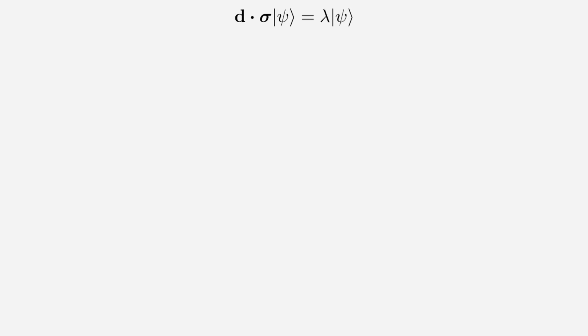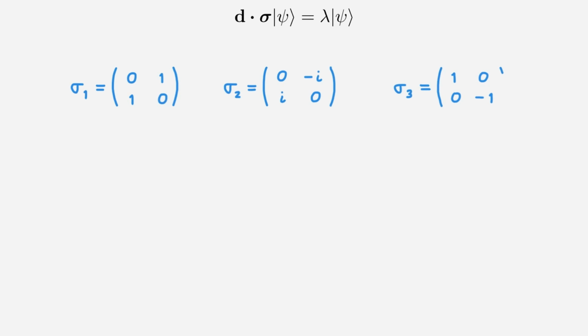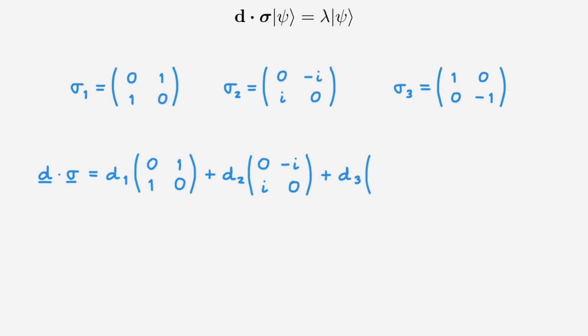As we will focus on the operator d dot sigma in the rest of the video, it is convenient to first write it out in matrix form. Let's first recall the form of the Pauli matrices, starting with sigma 1, then sigma 2, and then sigma 3. Using these expressions, we can expand the operator d dot sigma as a sum over a term proportional to sigma 1, a term proportional to sigma 2, and a term proportional to sigma 3. And we can then trivially add these three terms and obtain this matrix expression for the operator d dot sigma.